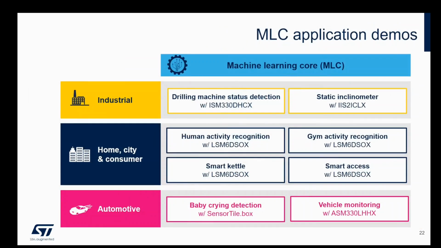Many of these algorithms are available on GitHub. They can be downloaded from st.com, and a link for all of these different algorithms is available on st.com. In industrial applications, there are uses for detecting the status of a drilling machine: is the drilling machine on, off, or being used to drill? Gym activity recognition can be built using this. Smart access for automotive, whether the vehicle is moving or stationary, those kinds of applications.